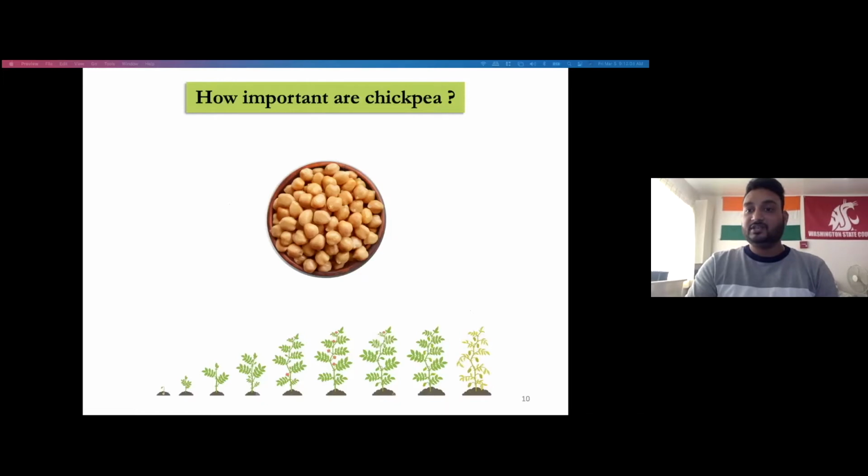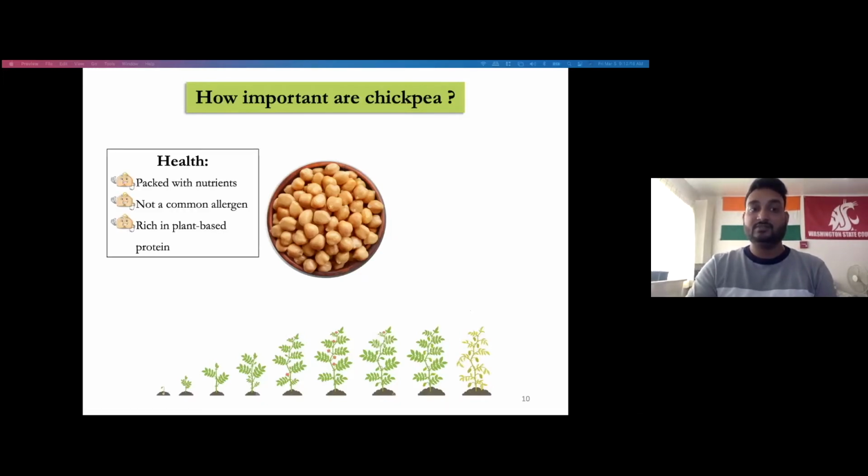I want to use chickpea as a model to study PGIP because chickpea has several health benefits. They're packed with nutrients like dietary fiber, folate, iron, phosphorus, etc. And chickpeas are not a common allergen and are a great gluten-free substitute for many people. They're also rich in plant-based protein.